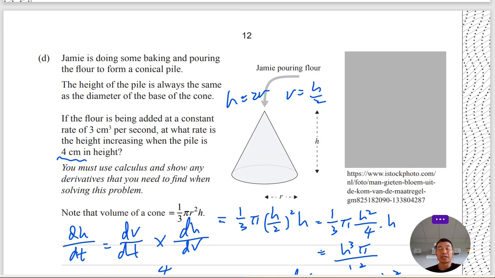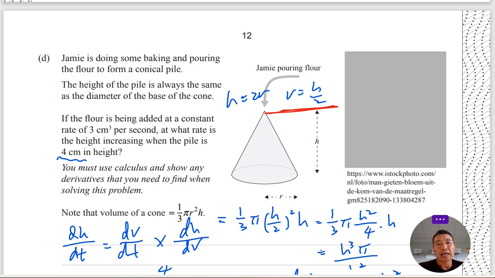All right, I think question D is the last question. Oh, no, it's not. Right, question D. This is a rate of change question, isn't it? Jim is doing some baking and pouring the flour to form a conical pile. The height of the pile is always the same as the diameter of the base of the cone. This is very important, isn't it? This question is actually easy. So that means h equals 2r. In other words, r equals h over 2, right? You need this relationship to be able to differentiate.